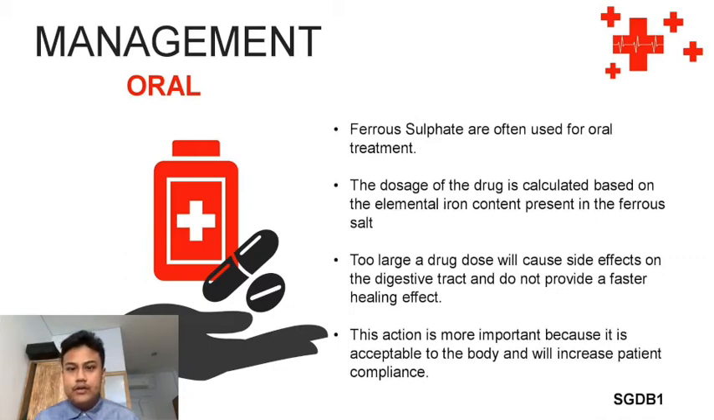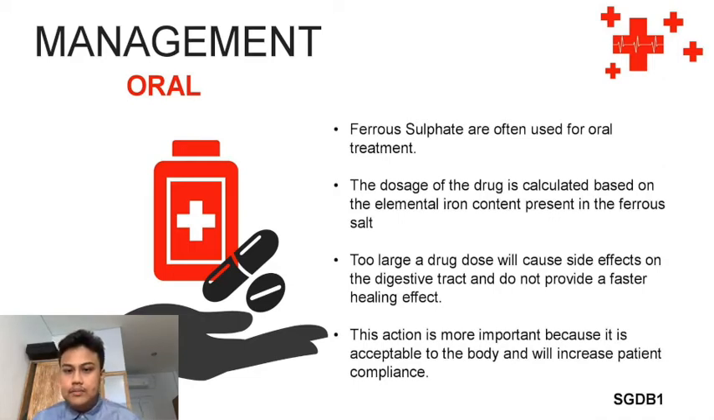Ferrous sulfate is often used for oral treatment. Ferrous gluconate, ferrous fumarate, and ferrous succinate were equally well absorbed. For babies, iron preparations are available in drop form. The dosage of the drug is calculated based on the elemental iron content present in the ferrous salt. Too large a drug dose will cause side effects on the digestive tract and does not provide a faster healing effect.